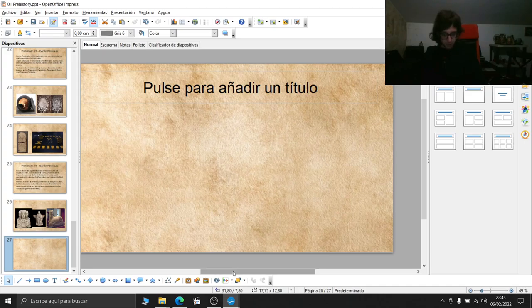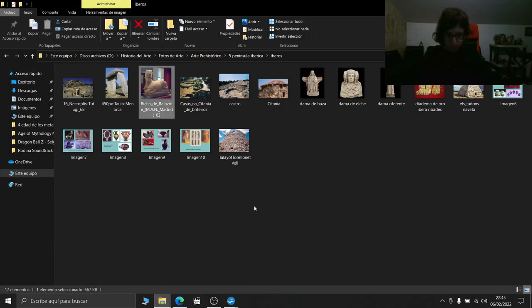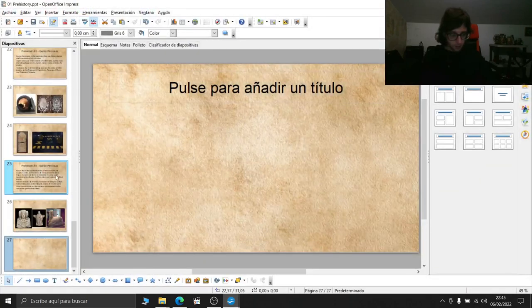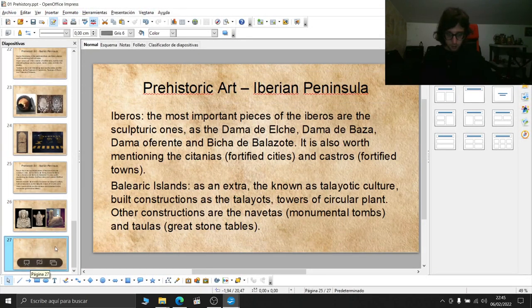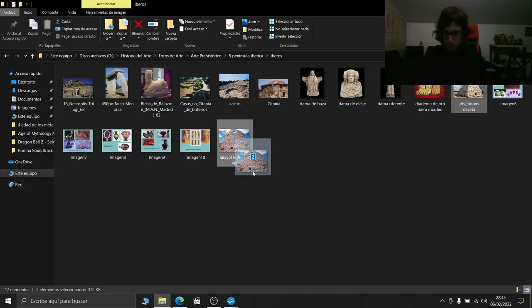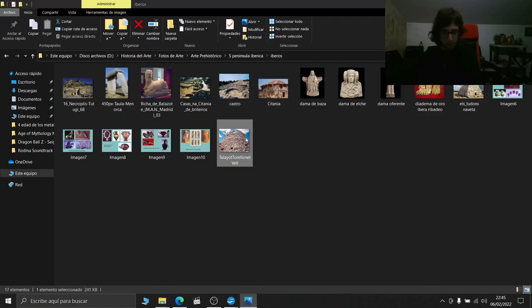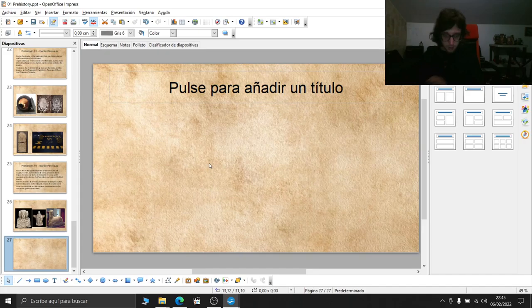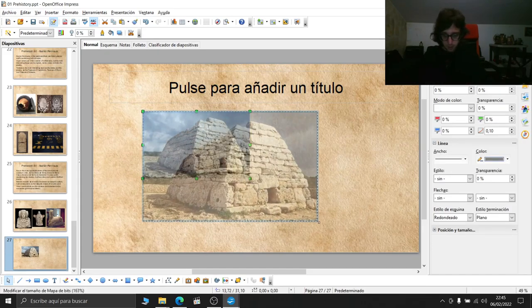And then the Balearic. Talayot and Naveta, this order. Yes, just going to put this and this, and that's all. Well, this is the taula. In fact, I will just put one. Yes, just going to put this one and that's all. I prefer to just put one.